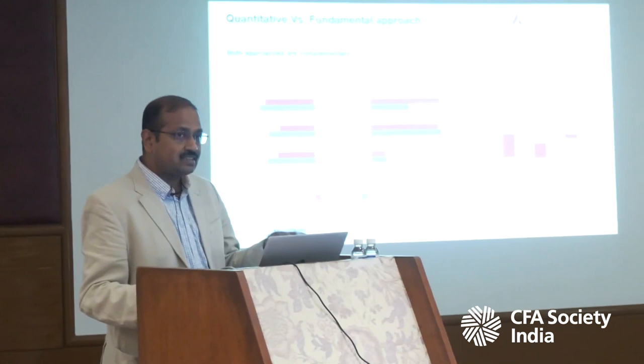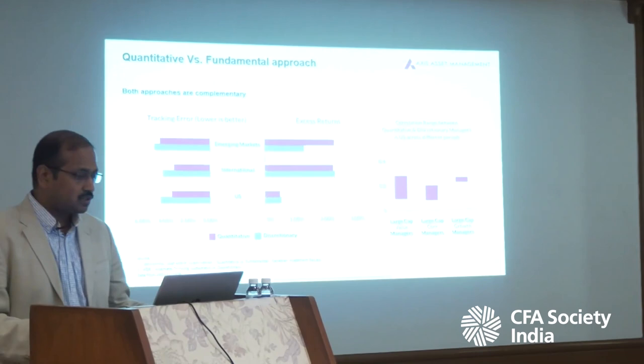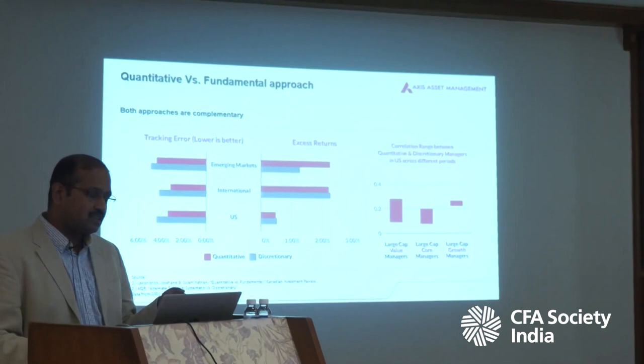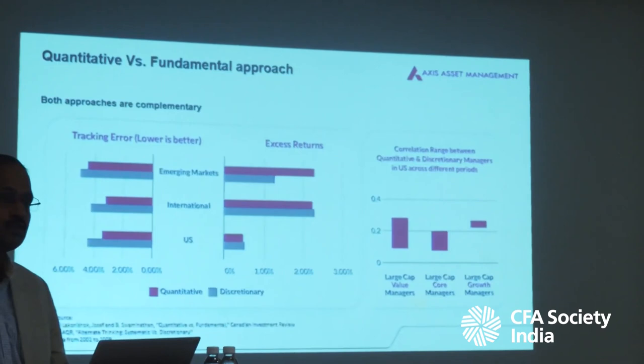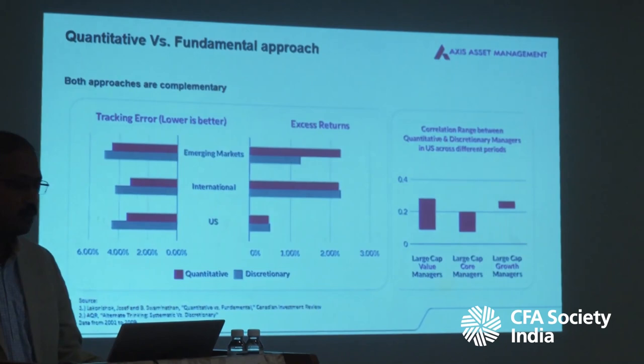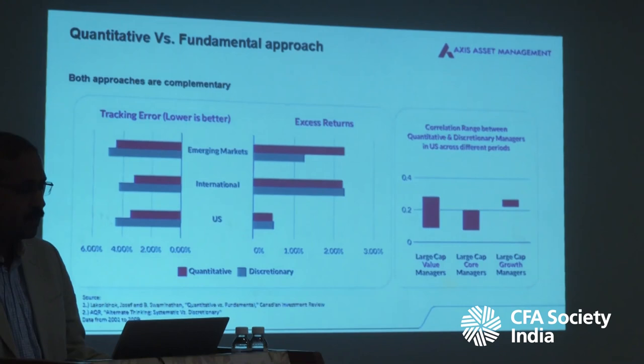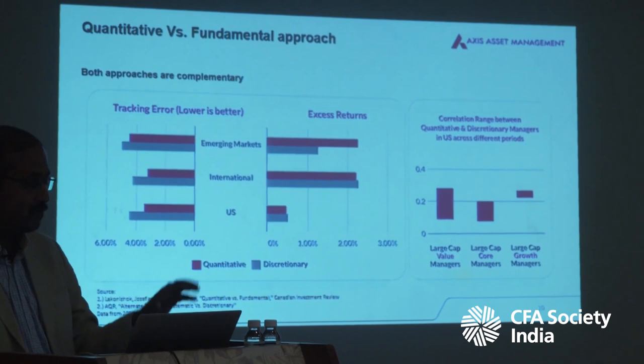But the one thing that is consistent, as you see on the left-hand side chart, is the tracking error. Just for everybody's reference, lower tracking error is better. So you can see that quant managers in general tend to have lower tracking errors. And the reason is because they have a lot of breadth. They have a lot of stocks in their portfolio. So obviously, because you have a lot of stocks in the portfolio, your tail is longer, so your tracking error, or your active risk, is lower as well. So from a return perspective, as you can see, there's not much difference except in the emerging markets.